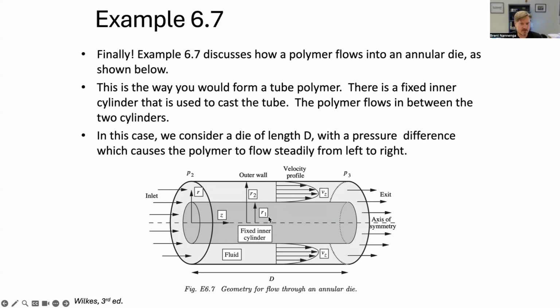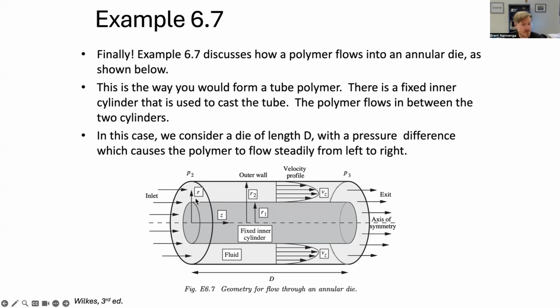So the inner cylinder is going to have a radius of R1, and the outer wall is going to have a radius of R2. And so you're going to be flowing between R2 and R1. If you didn't have this inner die here, a regular pipe, you'd imagine the velocity profile is going to look a lot like the plate profile we had before. It's going to be just like a parabola with maximum right down the middle.